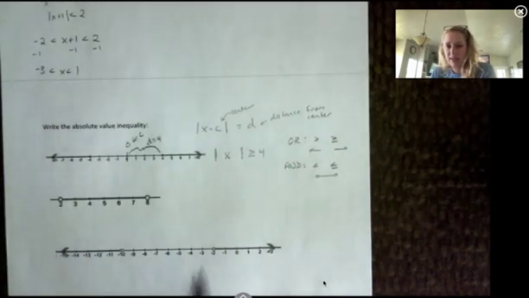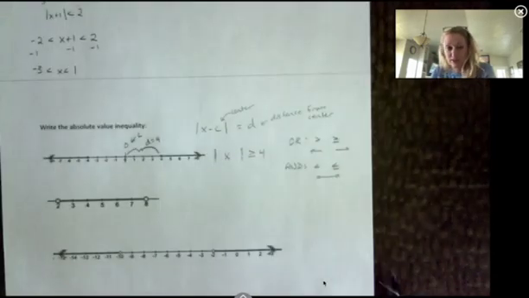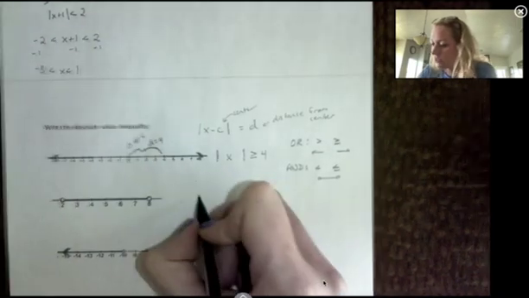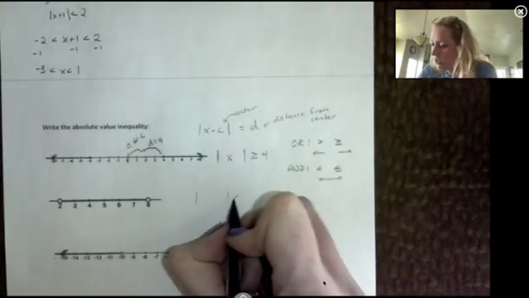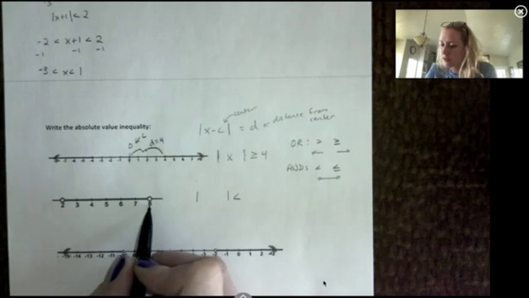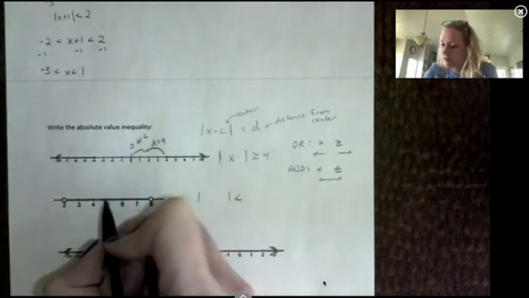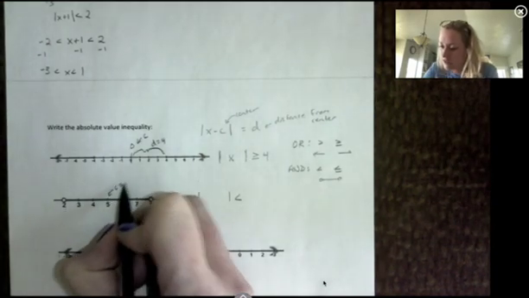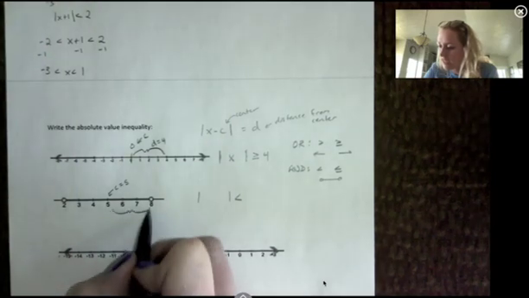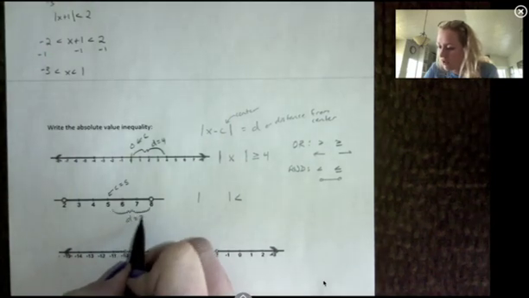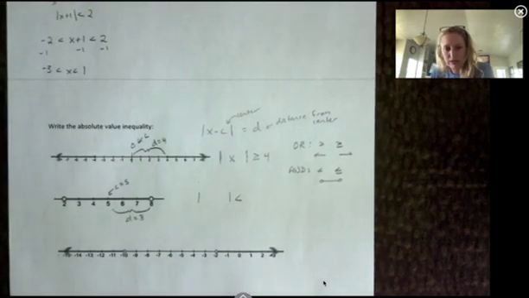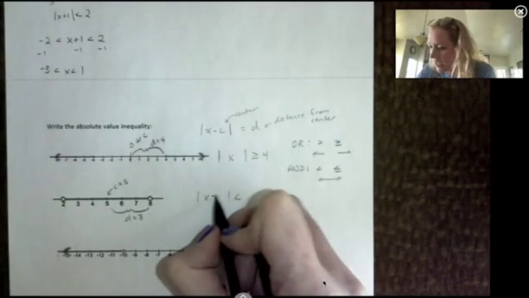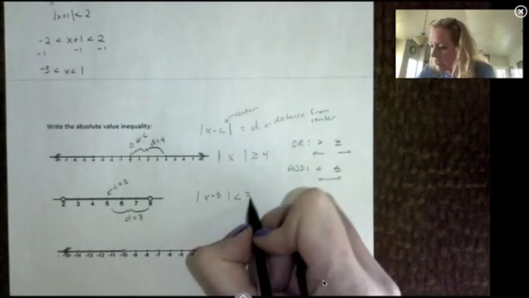This one is an and, so I know it's got to be less than, and it's an open circle, so it's not less than or equal to. Okay, the center between 8 and 2 is 5, so c is 5, and then the distance from the center to the outside point is 3. So I have absolute value of x minus 5 is less than 3.